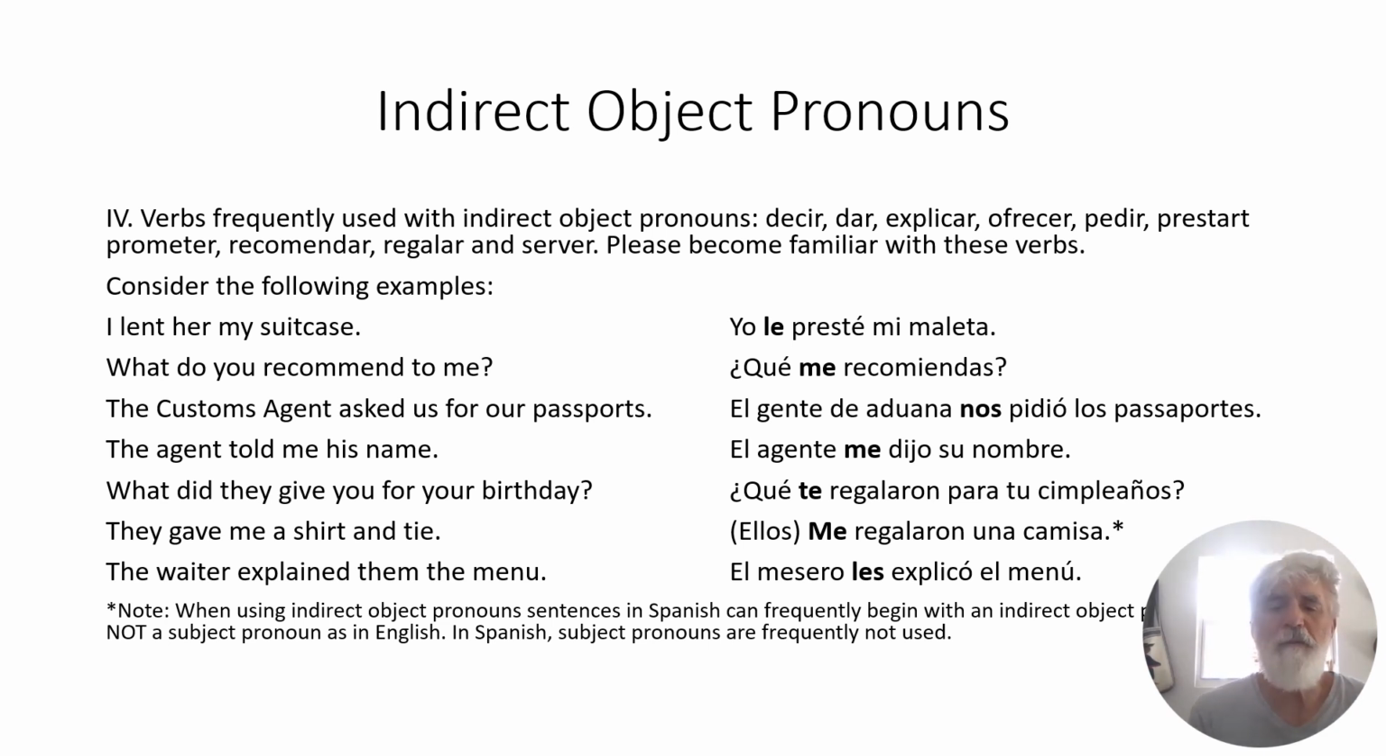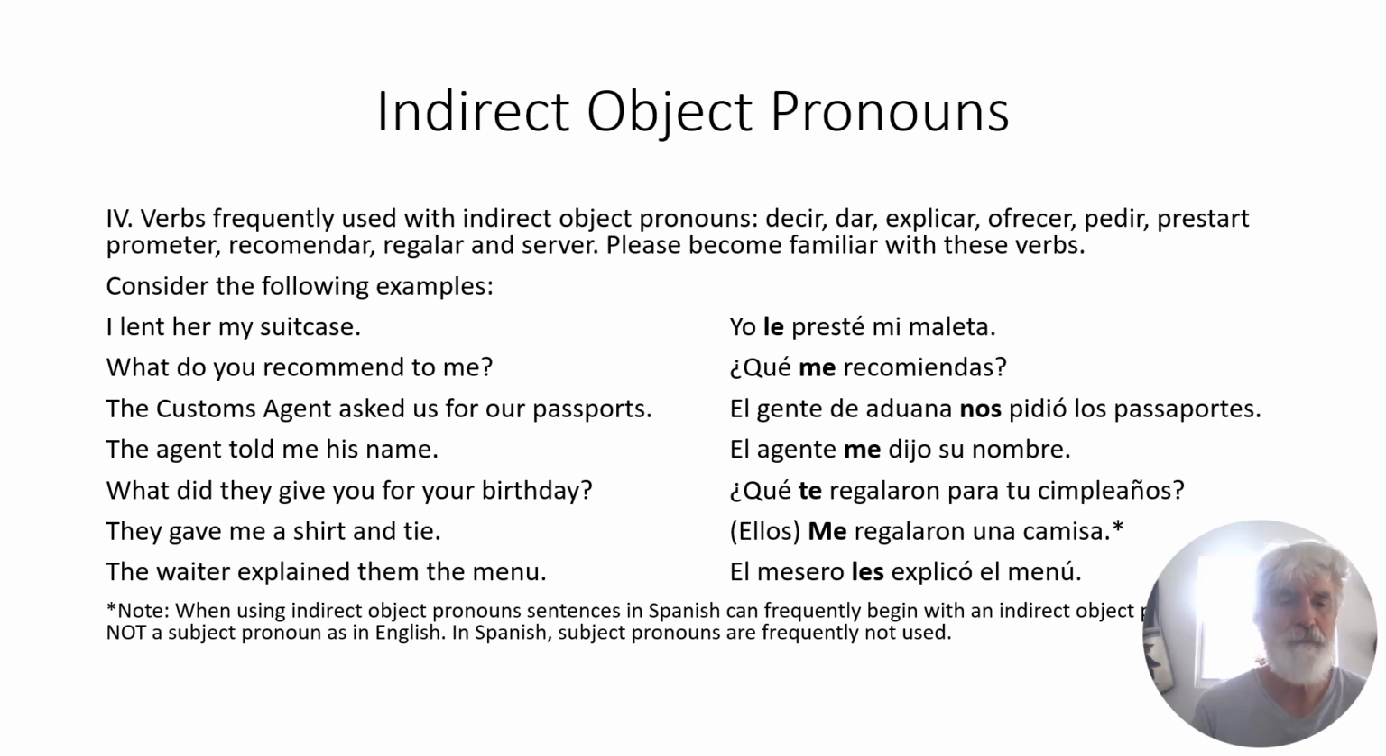So here are some verbs that frequently require the use of indirect object pronouns. Okay, you should be familiar with these. Decir, to say, dar, to give, explicar, to explain, ofrecer, to offer, pedir, to request something from somebody. Prestar, it should be prestar, that T is incorrect there. Prestar means to lend, prometer, to promise, recomendar, regalar, etc.